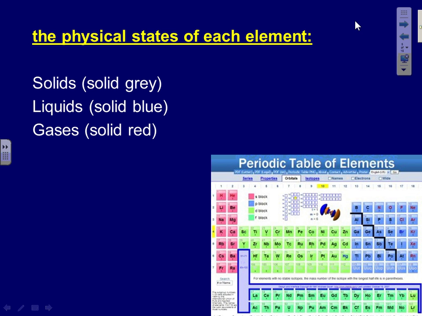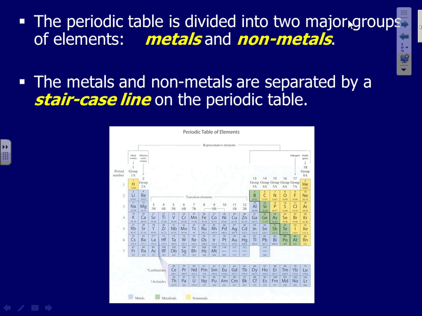Okay, let's keep going. The periodic table is divided into two major groups, metals and non-metals. Were you able to get that? You get that all drawn up there? The metals and non-metals are separated by a staircase line. Yep, it's fine. Keep going.